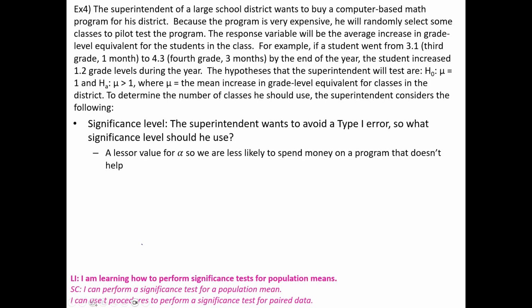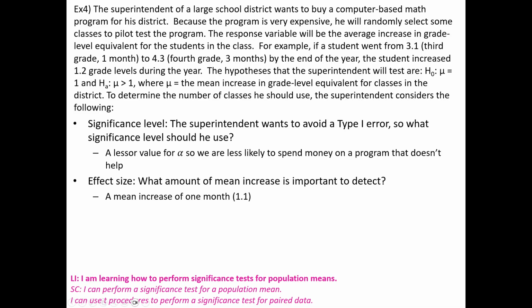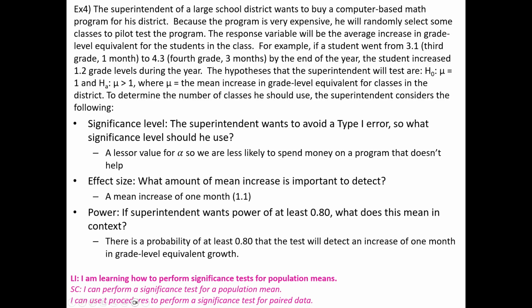Then the effect size, what amount of increase is important to detect? How much are we hoping that actually shows us an increase? Like a little increase is probably going to happen anyway, so what kind of increase are we looking for? In this case, a mean increase of 1 month, or 1.1, is what we're looking for.